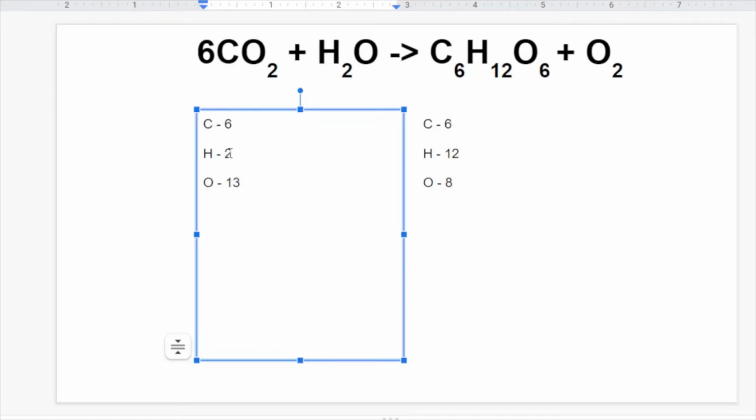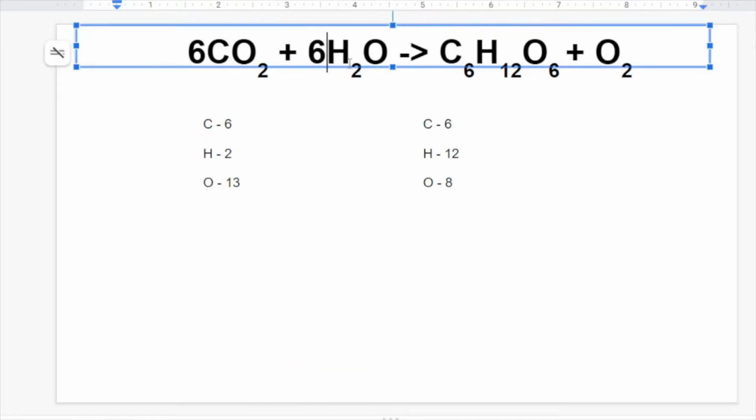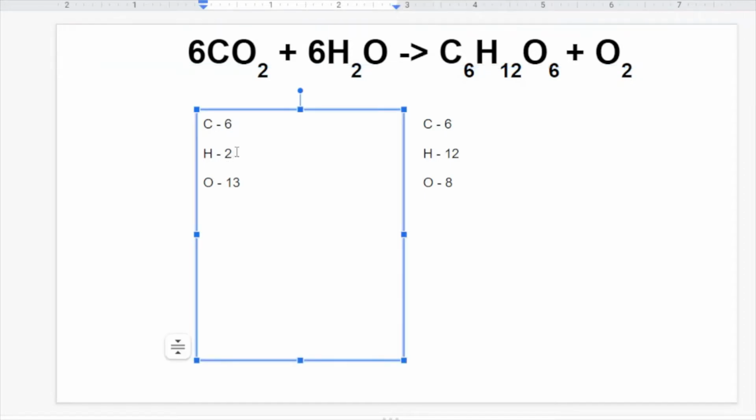So we're going to look at balancing the hydrogen next. We've got 12 on this side, 2 on this side. We need to times the hydrogens by 6. So we're going to put a 6 here. 6H2, that's going to be 12. And now our hydrogens are balanced.